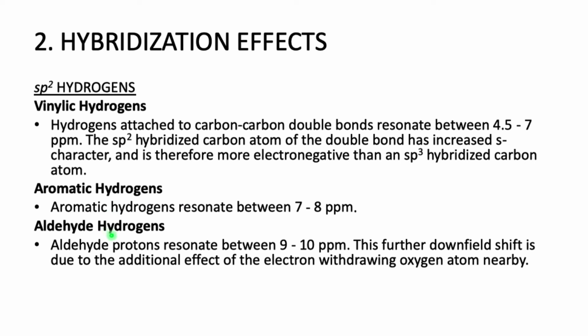And also the aldehyde hydrogens resonate between 9 to 10 ppm, and these aldehyde hydrogens further appear in the downfield region due to the additional effect of the electron withdrawing oxygen, which is a nearby electronegative atom that deshields the hydrogens a bit more, as we have the electronegative atom and also the double bond existing simultaneously. The aldehyde protons further appear in the downfield region, that is 9 to 10 delta values.